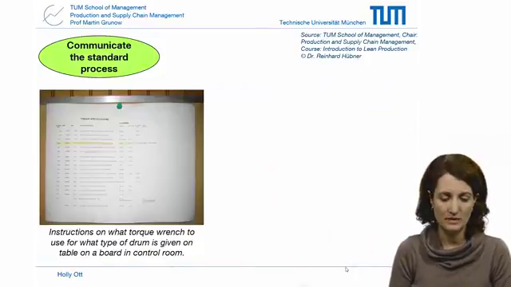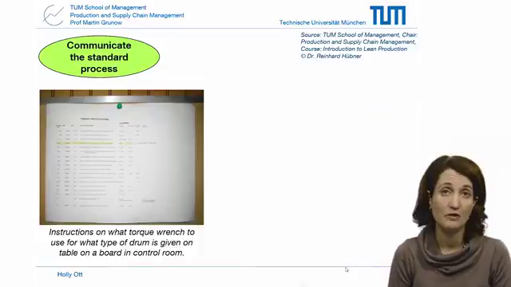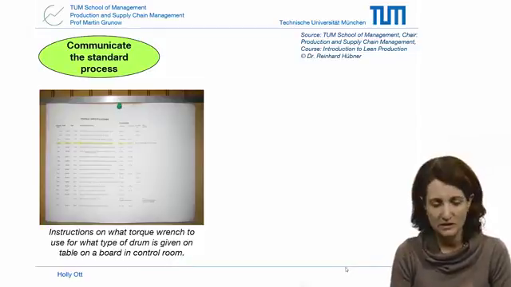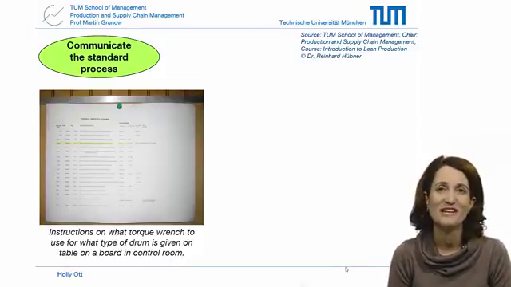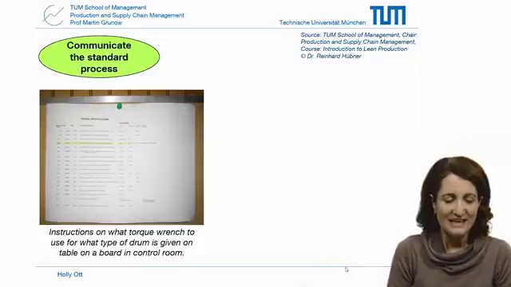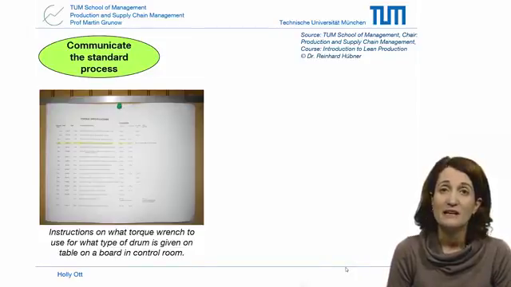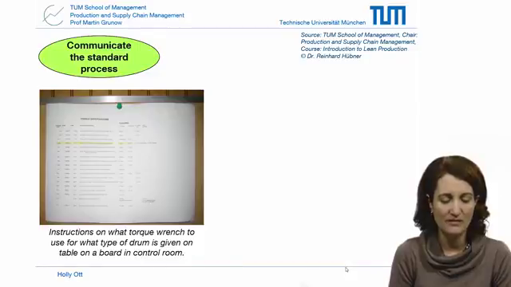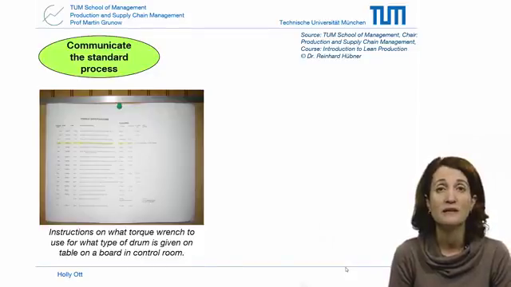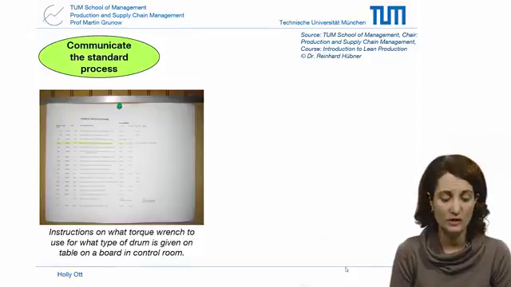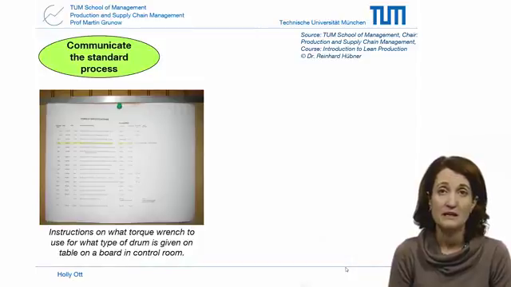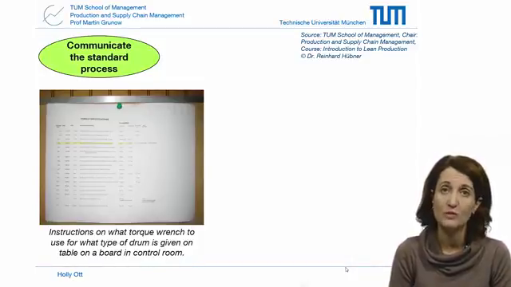Now, another example of how you can improve the standard process using visual management is by communicating the information again about what needs to be done. And here's the example of a piece of paper that's hung up in the control room, and it tells you which type of torque wrench you need for which type of drum, for opening the drum. And it's not where the actual drum opening is done.